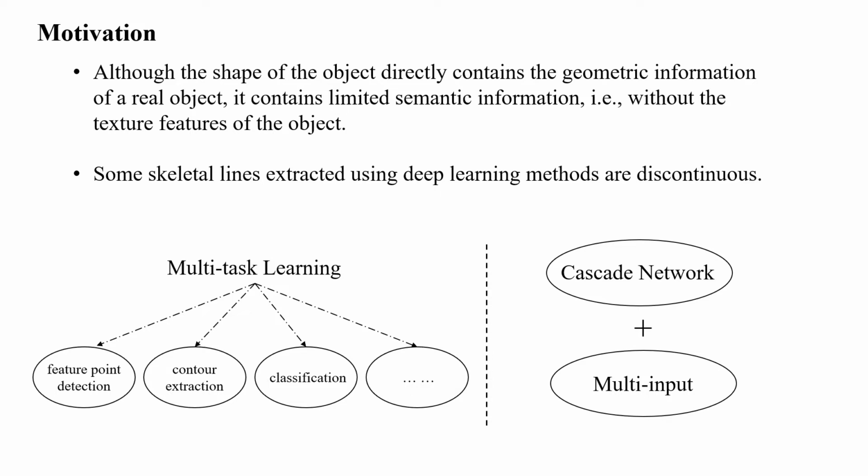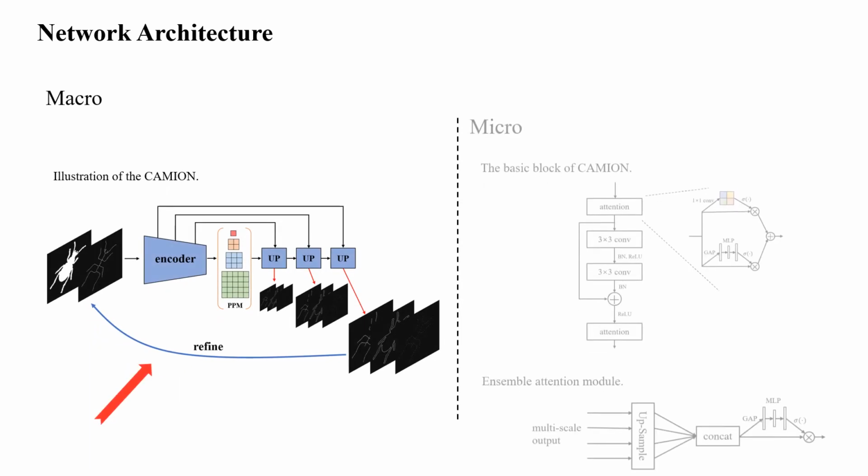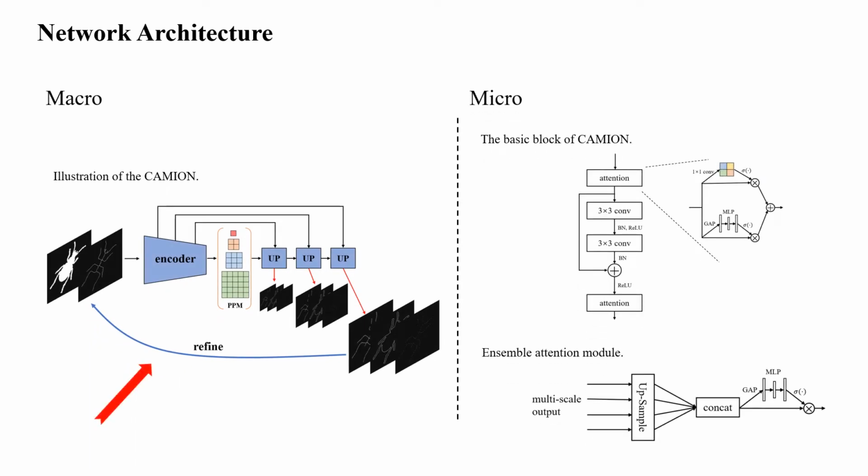pixels to some extent. We use the sheet-to-mossy corner detector and find contours function in OpenCV to generate feature points and contours GT. For the second problem, we use Cascade network with multi-input. In CAMION, all tasks share the backbone network and generate their own masks through several lightweight heads. With multitask learning, we get the skeleton, feature points, and contour of the shape image through forward propagation.